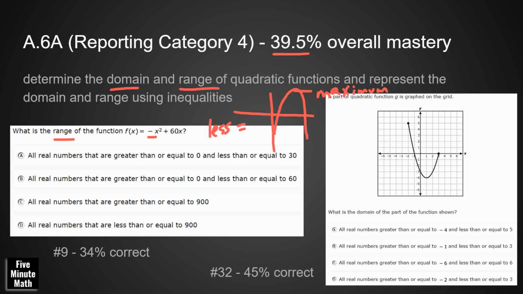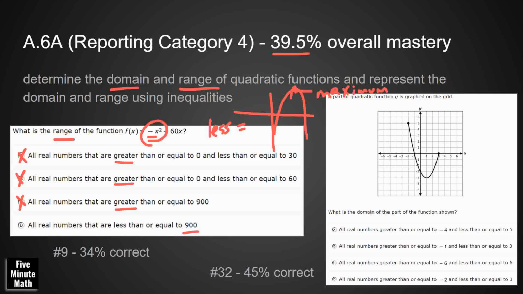Which means I don't even necessarily need to graph it. Once again, take a look at it. Greater than, greater than, greater than. If a negative exponent means it flips upside down, that means it has a maximum, and it's going to be less than something. In this case, if you graphed it, you would see that it's going to be less than that 900 right there. So it's way up there.